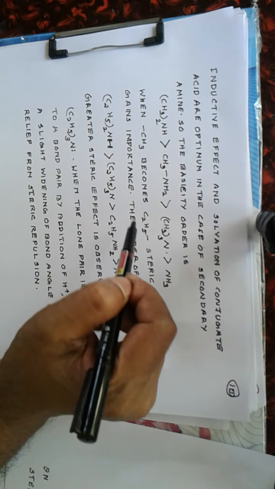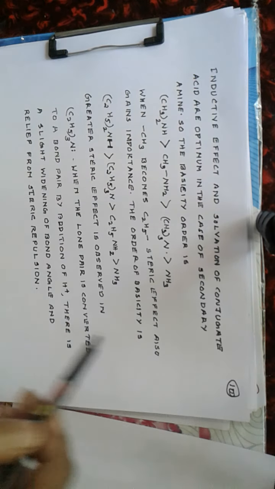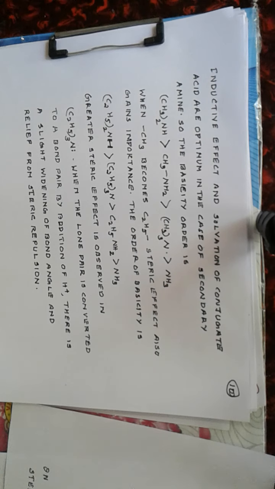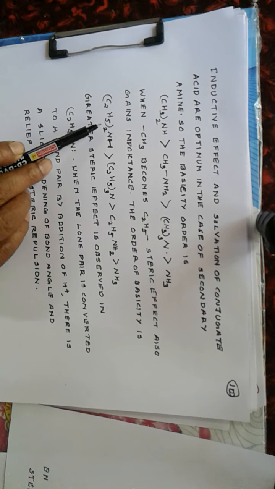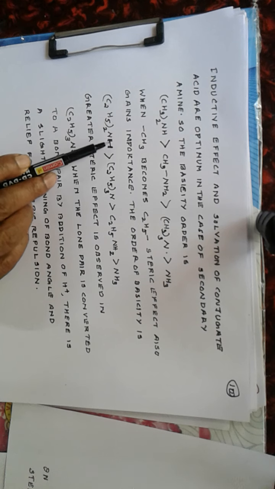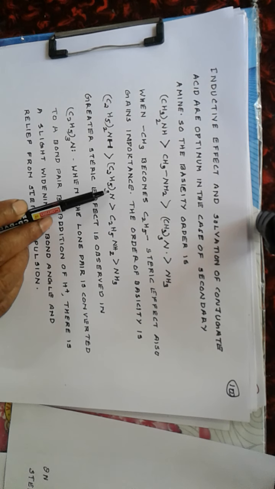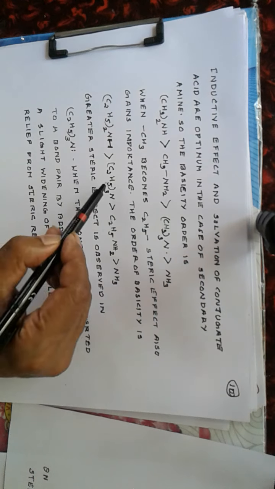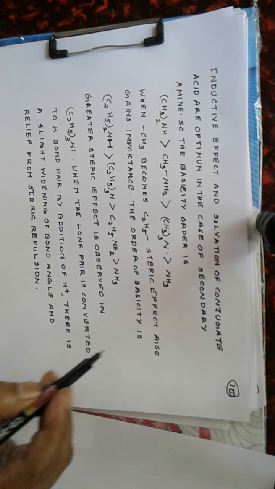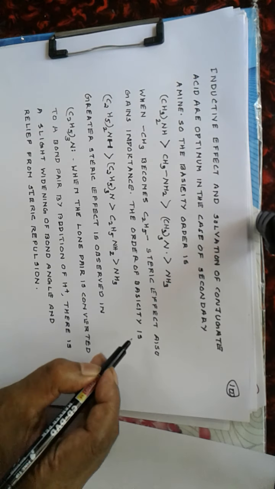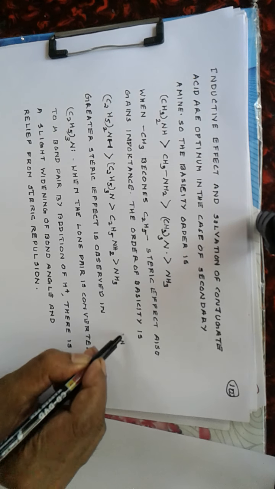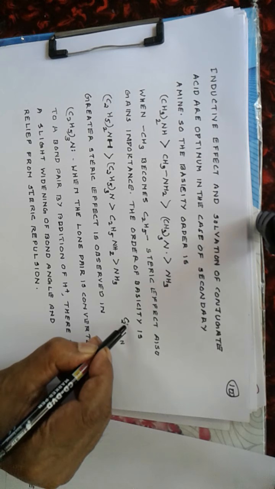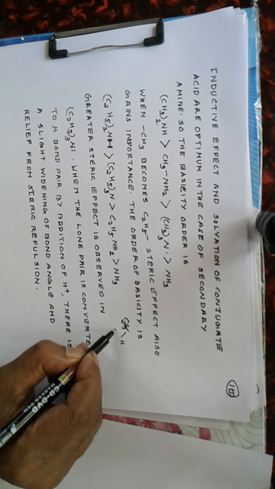Now when CH3 becomes C2H5, steric effect also gains importance. There the order is diethylamine having the highest basicity, and then triethylamine, and then finally comes ethylamine, and then lastly ammonia. Now in the case of triethylamine, the nitrogen atom is connected to 3 ethyl groups which are bulky.